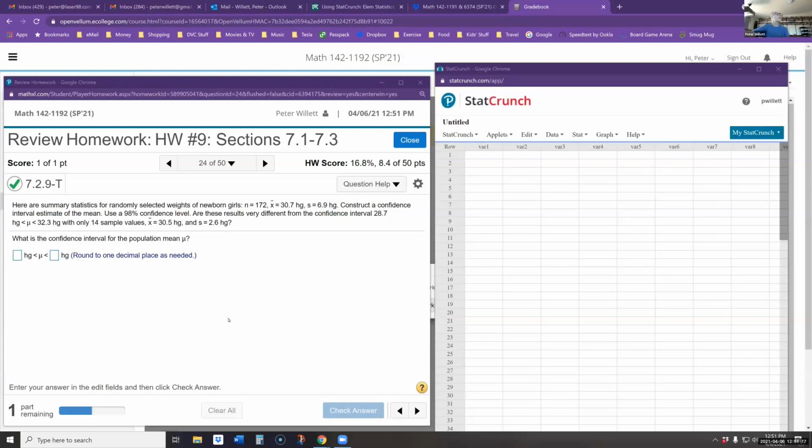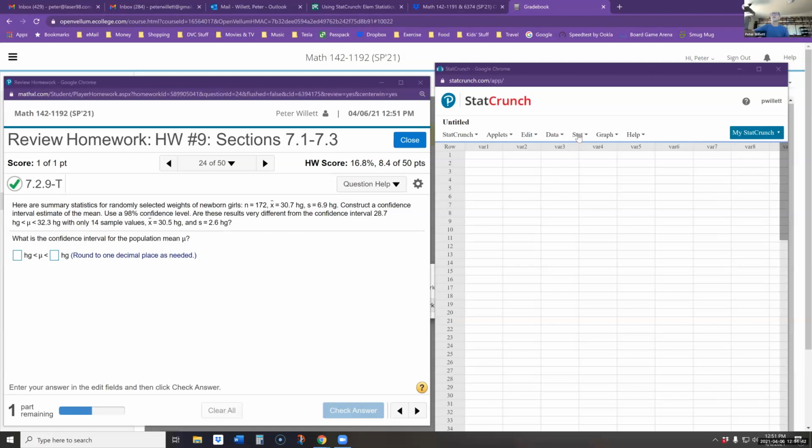Okay, so here's an example from chapter 7 in which we are asked to find a confidence interval for the population mean. Specifically, this is number 24 on homework assignment number 9 from 7.2. When you are finding a confidence level for a mean, there's a couple of possibilities.